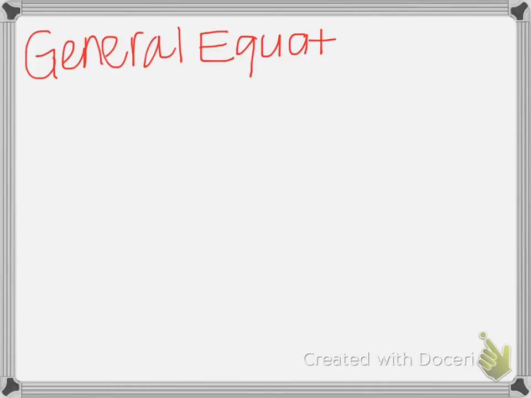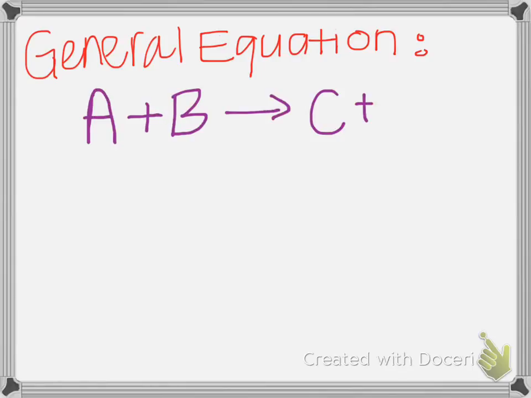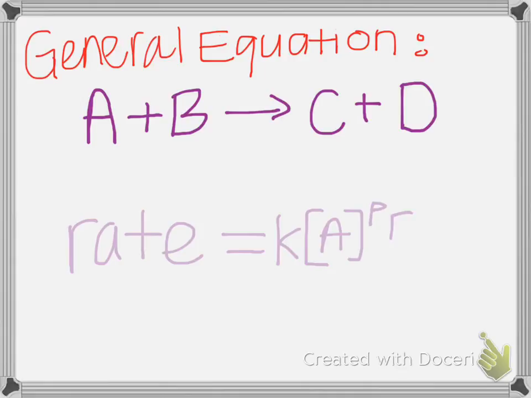For this problem, I will be using the general rate equation to solve for values of p, q, and k in an equation. The general equation for this can be represented by A + B yields C + D. The dependence of this rate on concentration can also be used with the equation rate equals k times the concentration of A to the p times the concentration of B to the q.